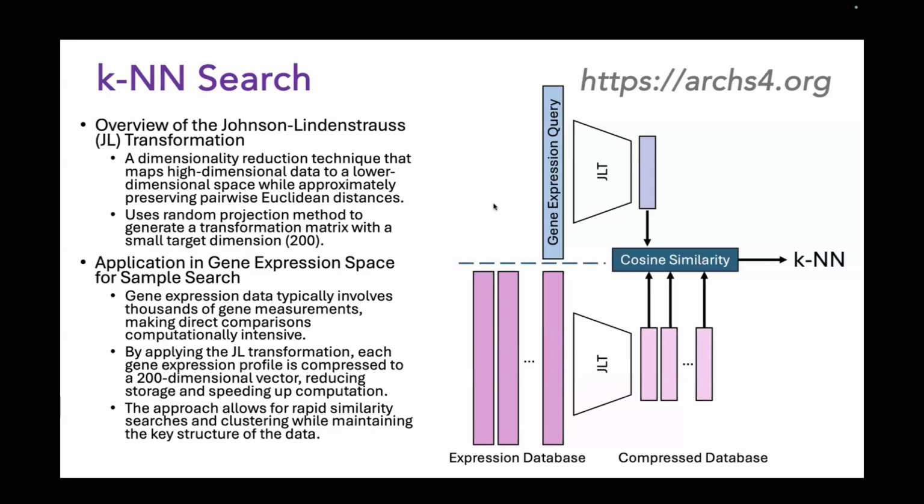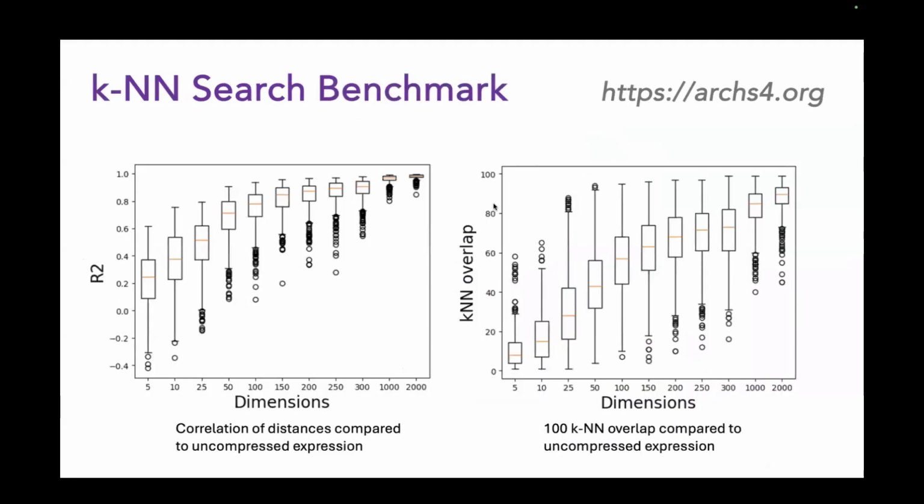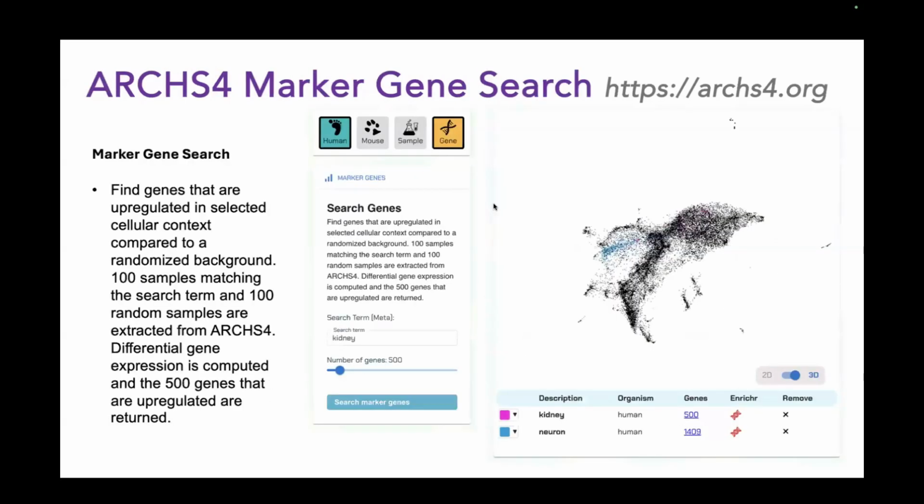At the moment, we're using 200 dimensions in the projection, and we can show that we get a fairly reasonable, similar result as if we would use the full dimensionality, but at orders of magnitude faster query time. And so this is the sample-centric view.